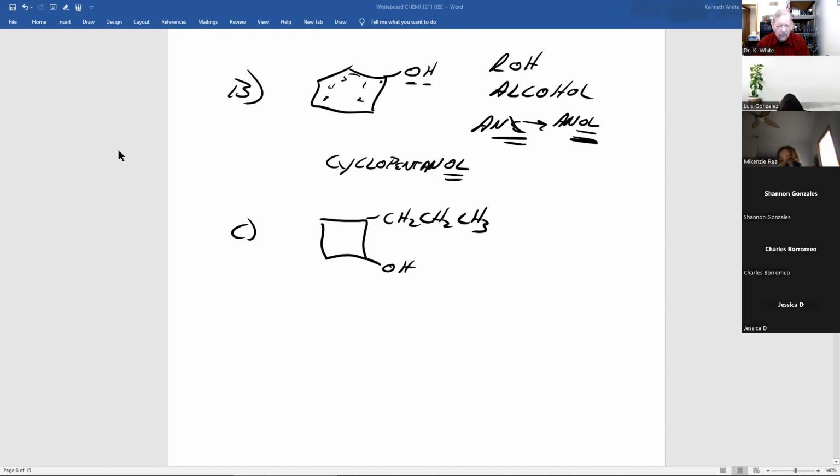We look at this, what do we have? A square? No, that's a ring. How many carbons are there? 1, 2, 3, 4. And that's butane, 4. It's a ring. Cyclobutane. Hydroxyl group on a ring tells me this is an alcohol.